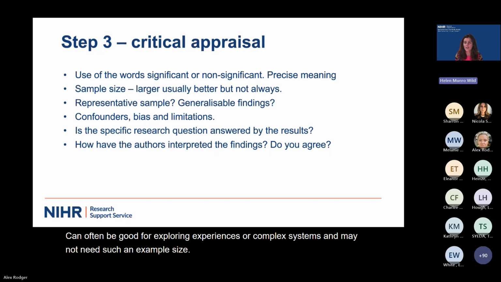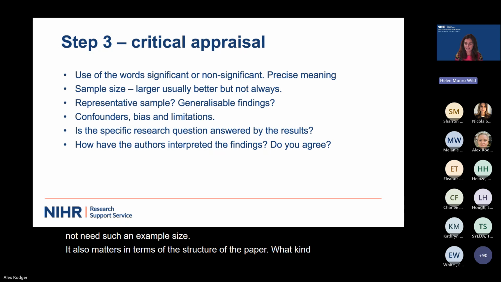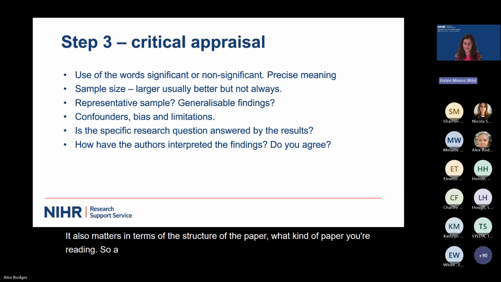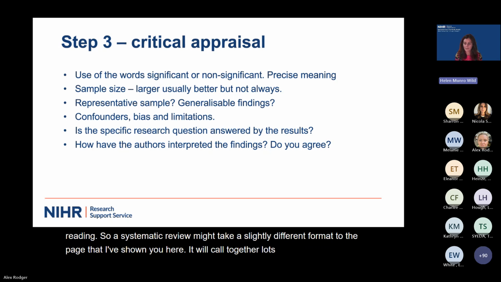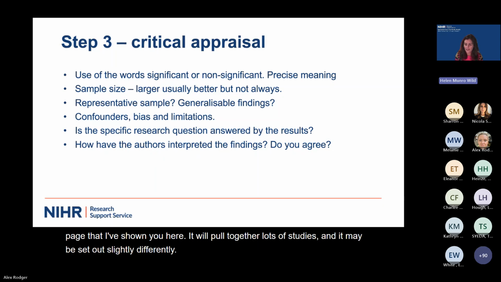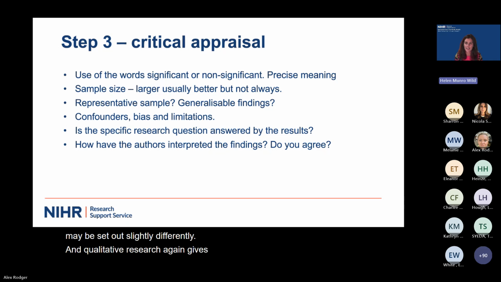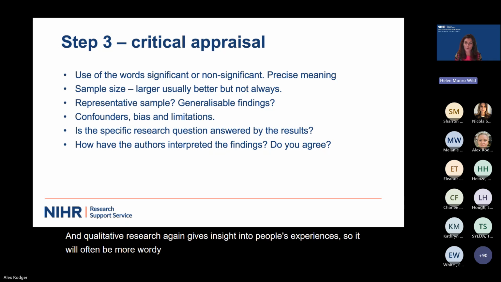It also matters in terms of the structure of the paper, what kind of paper you're reading. So a systematic review might take a slightly different format to the paper that I've shown you here. It will pull together lots of studies and it may be set out slightly differently. And qualitative research, again, gives insights into people's experiences. So it will often be more wordy and might include quotes and large chunks of text that you need to work through.